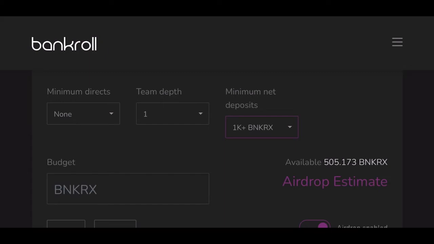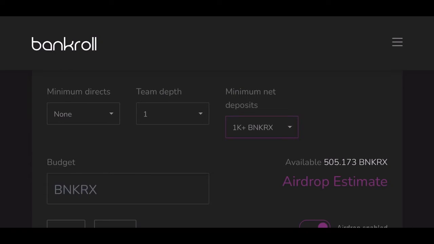So I'll do an example. I'm going to run a campaign. I'm going to have no restrictions on directs, so you could be a solo player with no one underneath you and you'll be eligible. My team depth is 1, so I'm going to reward my direct referrals only. Anyone who's joined under someone that joined under me, I will leave to them to distribute to their team. So I reward my directs, they reward their directs, and so on.